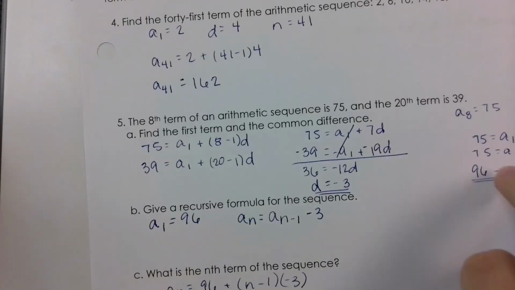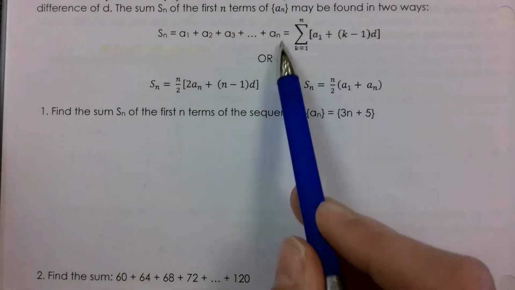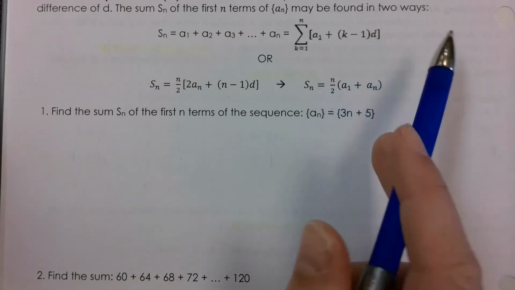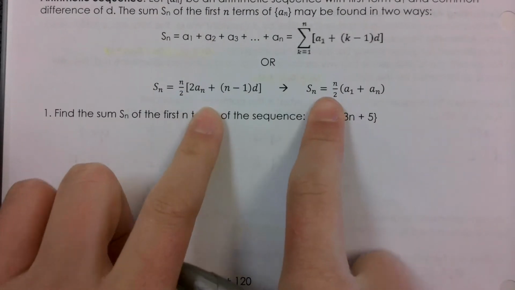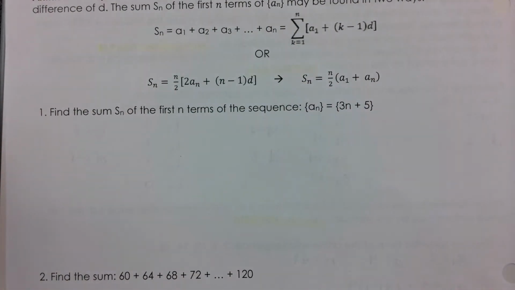Alrighty, we got 2 more, then we'll be done. So on the back, we're talking about the sum now of these. So you've got a bunch of formulas to do that. Again, you've got that sigma notation that we talked about yesterday. So you can use this. I think that these two are easier, so I typically use these instead of this one. But again, if any of them work, they'll get you to the same answer either way.